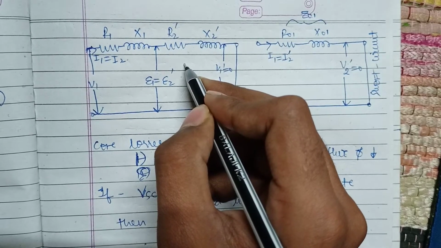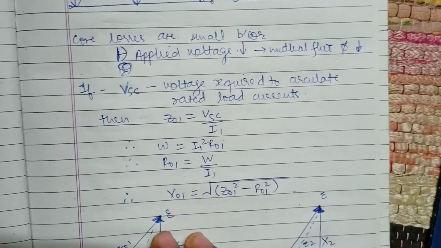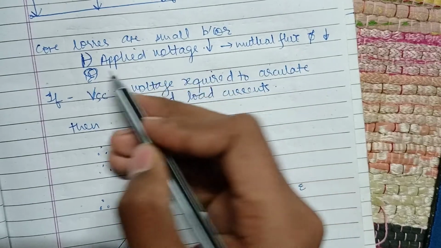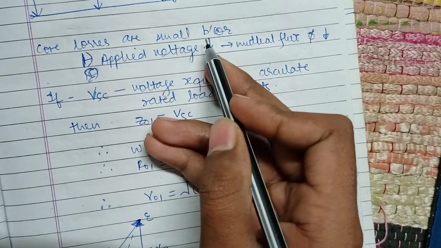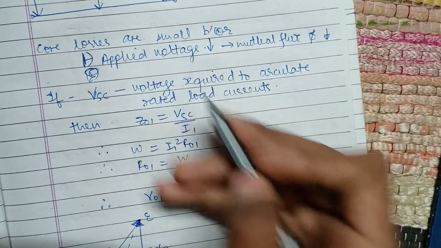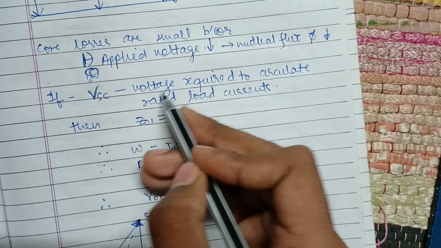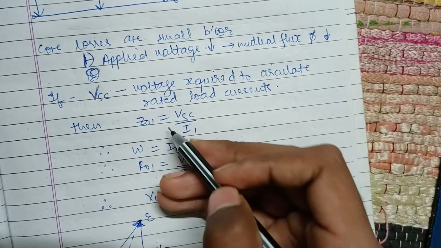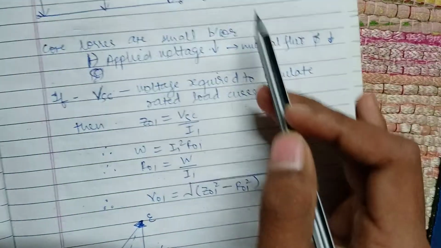Now, since in this test the applied voltage is a small percentage of the normal voltage, and the voltage is very small, the mutual flux is also very small, so the core losses are very small. Suppose VSC is the total voltage required to circulate the rated load currents, which is the total voltage supplied in the overall figure.